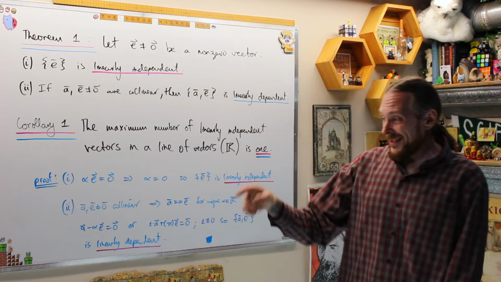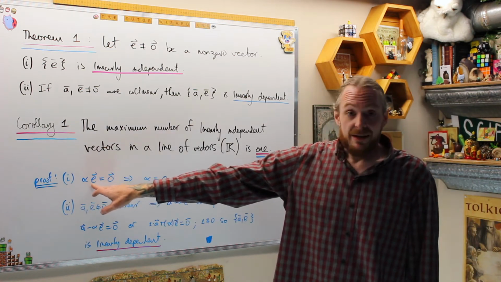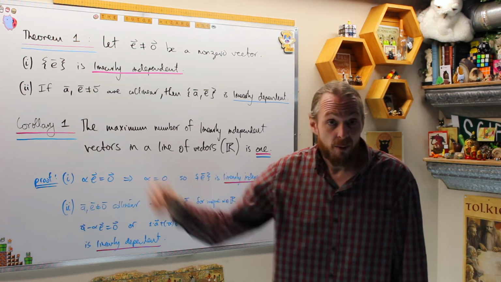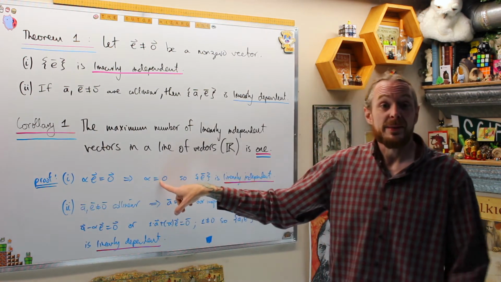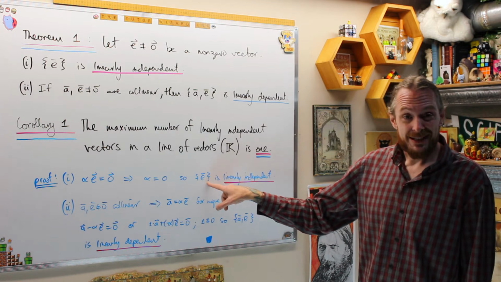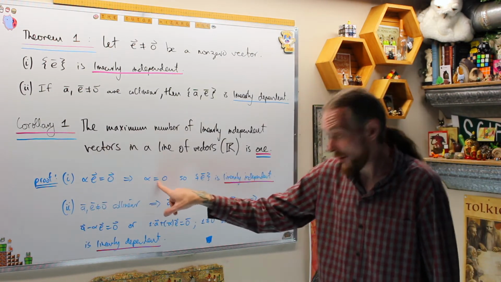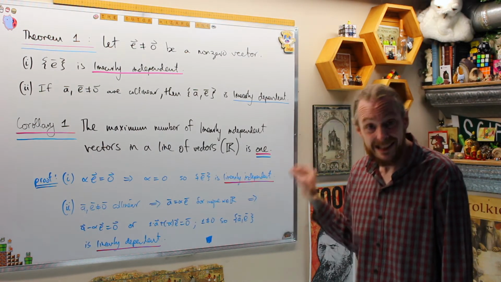How do we prove this? We already did it, but if I have that E is non-zero and somehow I have that 0 is a linear combination alpha E, then by one of our properties of vectors, this says that alpha must be 0, and therefore, by definition, E is linearly independent. The only way I can get 0 as a combination is if all the coefficients are 0, therefore linearly independent.